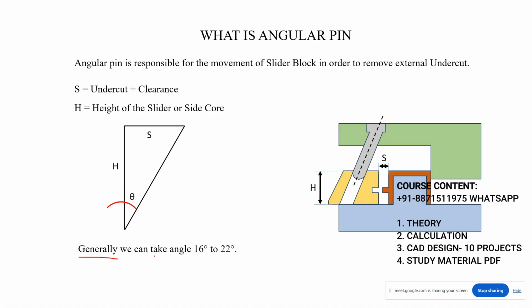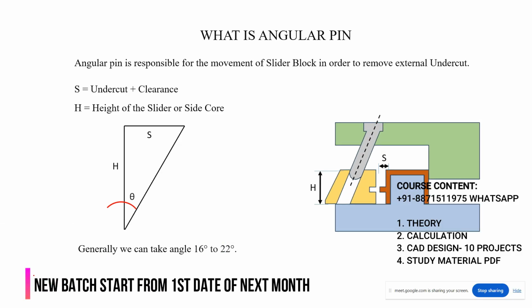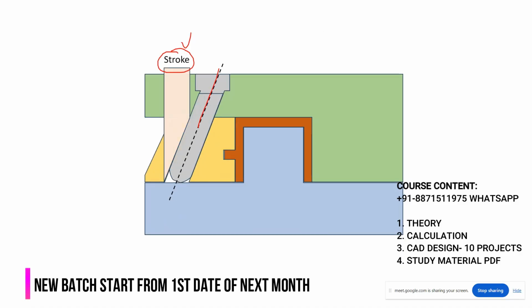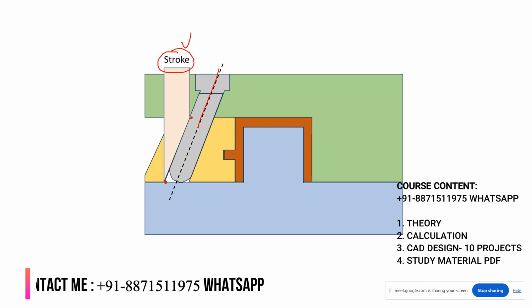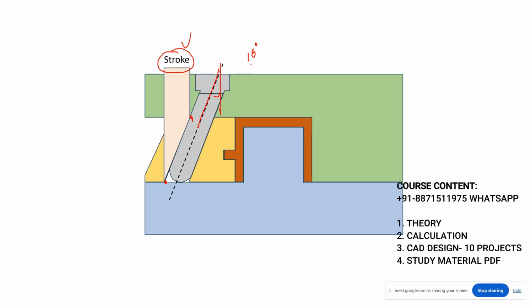So generally, if I am talking about the angle of the angular pin, then we can take the range 16 to 22 degree. Here, see again, for example, this is a stroke, from this point to this point. For example, this angle is 18 degree. So with the same 18 degree angle, can I increase the stroke? Tell me.